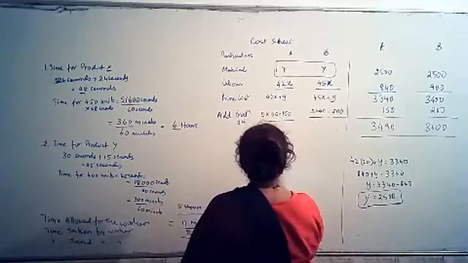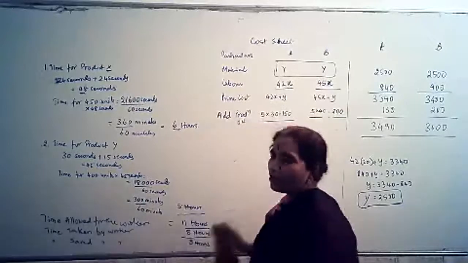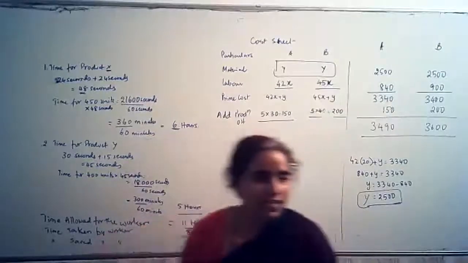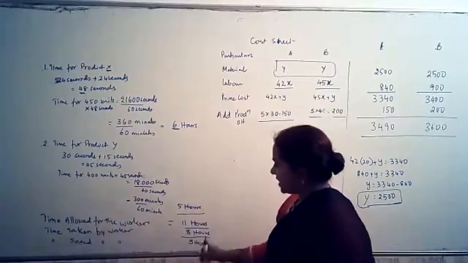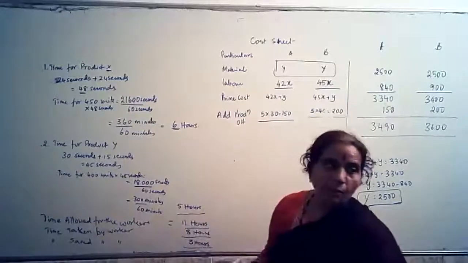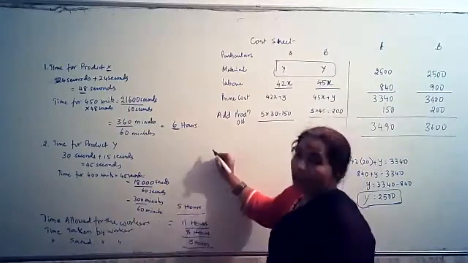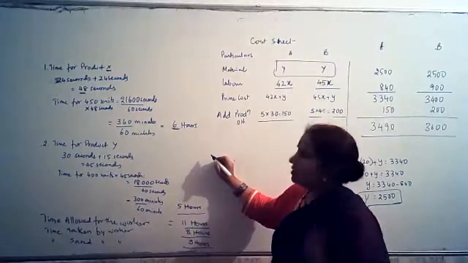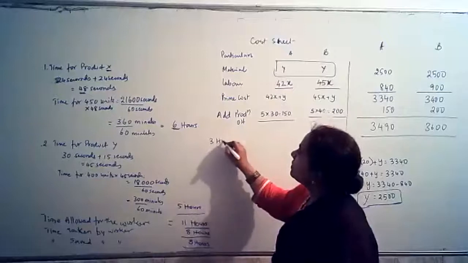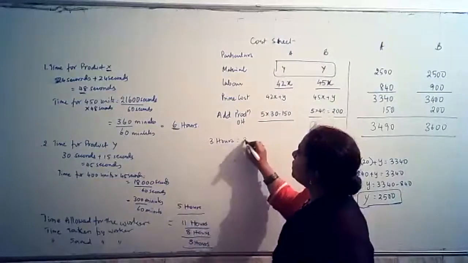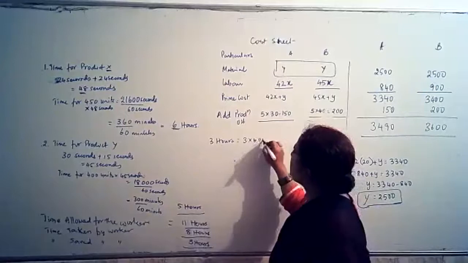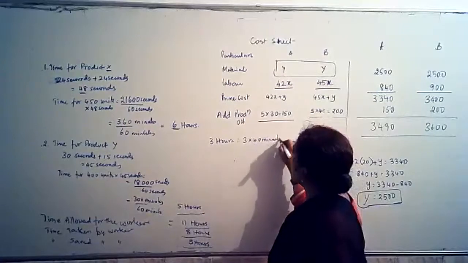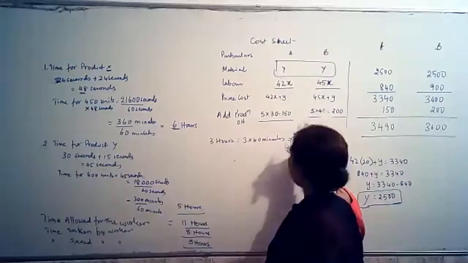Okay, now what is the number of hours he has saved? 3 hours he has saved. 3 hours means how many points you should calculate. So I have already told you 1 BDOX point means 1 minute. So 3 hours is equal to 3 into 60 minutes, which is equal to 180.